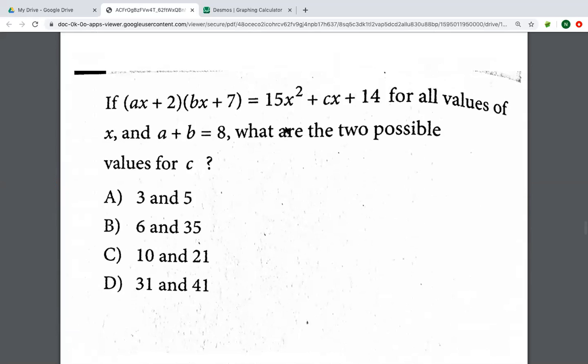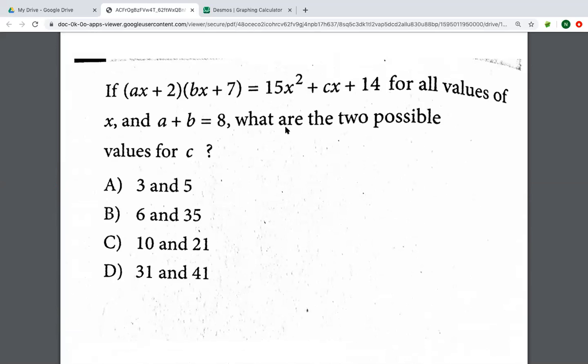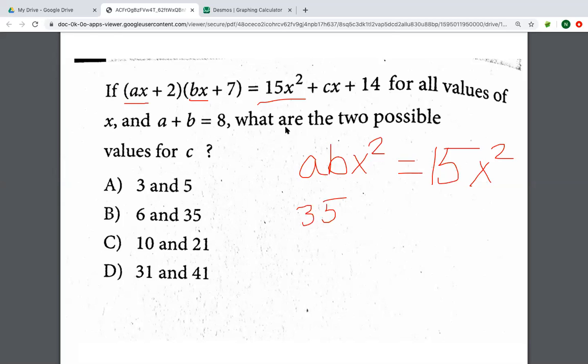Okay, here's the next one. This one's similar to the last one. So the first thing I'm going to say is that ax times bx will give me abx squared. And I want that to be equal to 15x squared. Okay, so what are the possible things that A and B could be equal to? 3 and 5. Also 1 and 15 at this point, but they also tell us that A plus B equals 8. So it can only be 3 and 5.